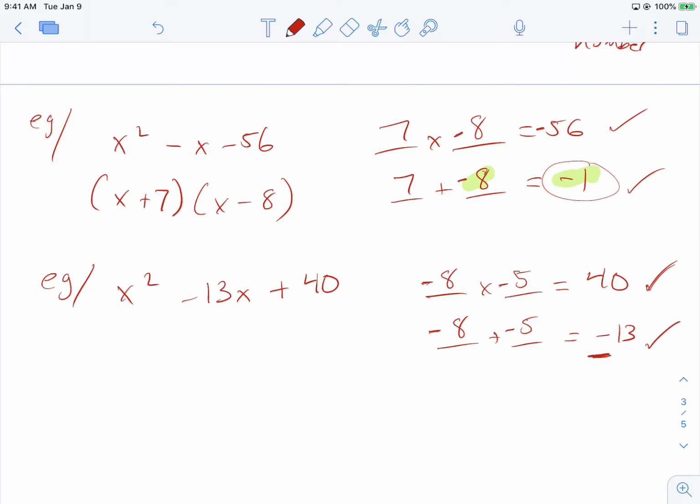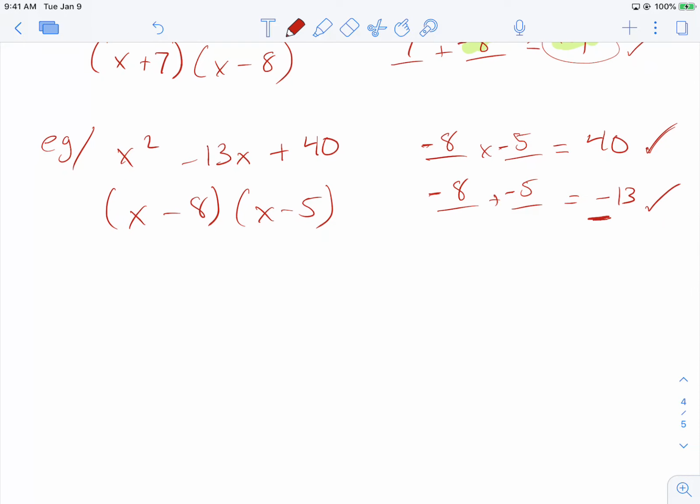So that one's a little tricky, and you're going to have to work with that in order to get to that kind of example there. So negative 8 times negative 5 gives us 40. Negative 8 plus negative 5 gives us negative 13. We have our two numbers, x minus 8 and x minus 5. So let's do one more, and then we'll call it.